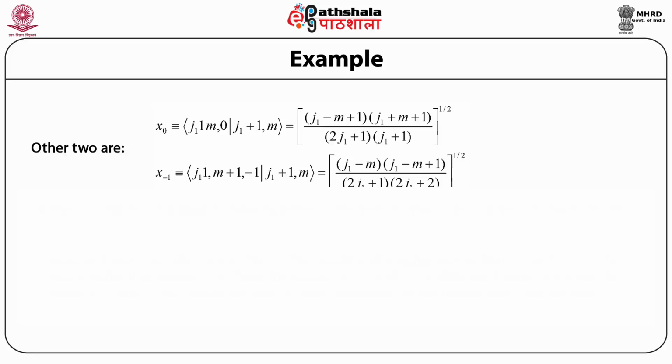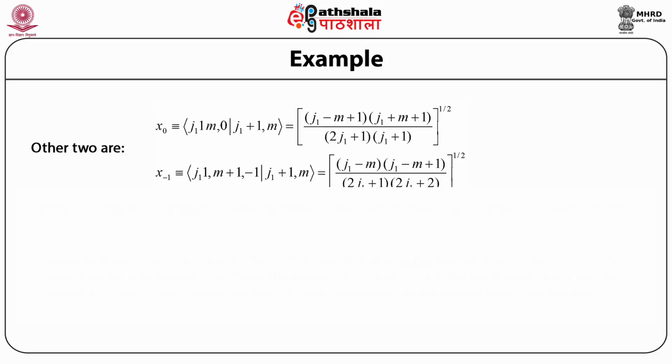And similarly, the third of the Clebsch-Gordon coefficients, that is x minus 1, is given by the bra vector j1, 1, m plus 1, minus 1, ket vector j1 plus 1, m. And this is equal to under the root (j1 minus m) times (j1 minus m plus 1) upon (2j1 plus 1) times (2j1 plus 2).